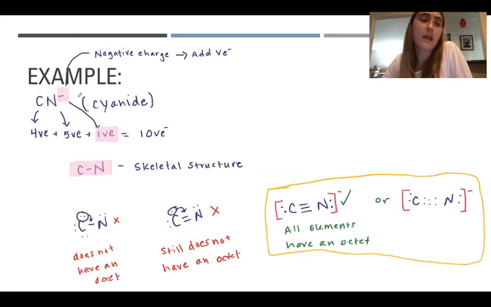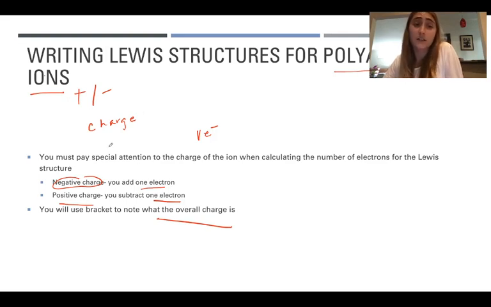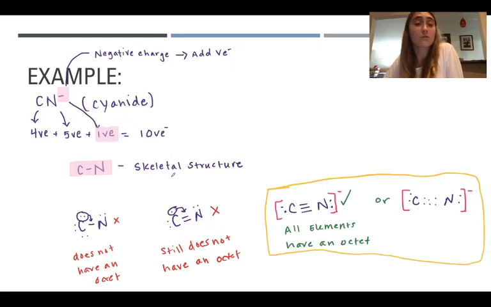So here's an example. If I gave you CN- or cyanide, cyanide has an overall minus charge. And on this last slide, I told you if it has a negative charge, you're going to add 1 electron to your total count. So cyanide has an overall negative charge, so I'm going to add 1 valence electron to my total valence electron count. So carbon has 4 valence electrons, nitrogen has 5 valence electrons. I have the minus sign, so I have to add this 1 additional valence electron, and that's going to give me a total of 10 valence electrons for my cyanide Lewis structure.